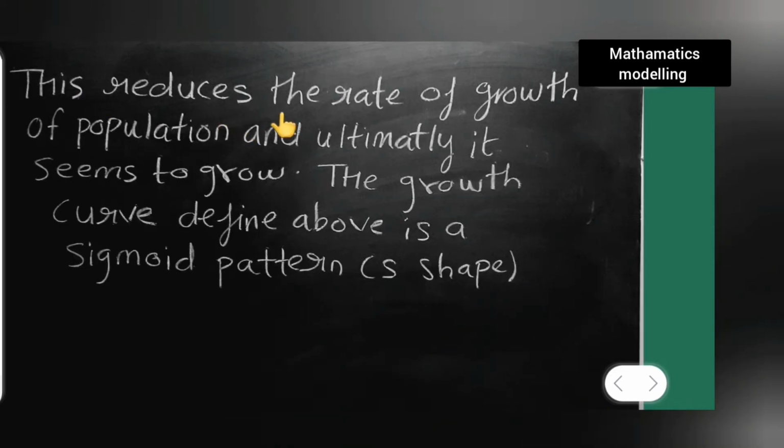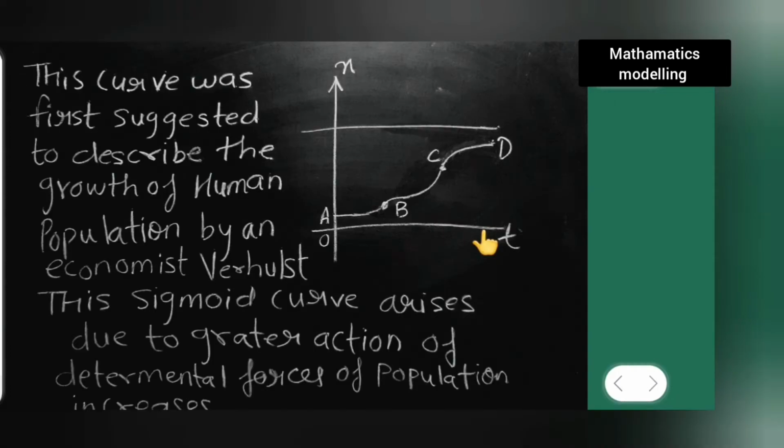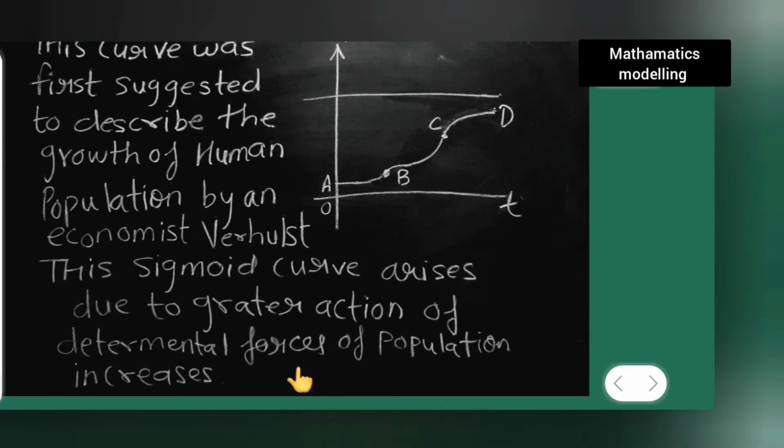Now this reduces the rate of growth of the population and ultimately it ceases to grow. The growth curve defined above is a sigmoid pattern, an S shape. This curve was first suggested to describe the growth of the human population by an economist, Verhulst. This sigmoid curve arises due to the greater action of the detrimental forces as population increases.